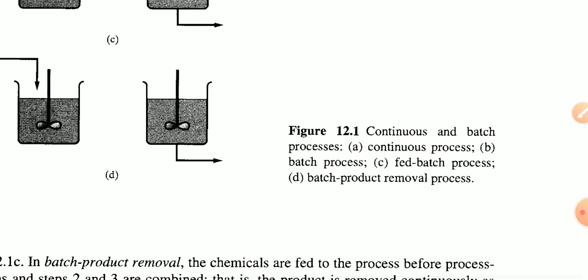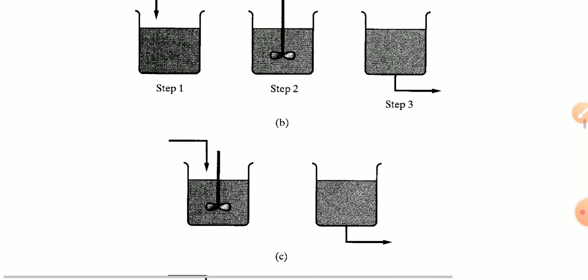Okay, these are the continuous and batch processes. The first one is a continuous process, the second one is a batch process, the third one is a fed-batch process, and the fourth is a batch product removal process.